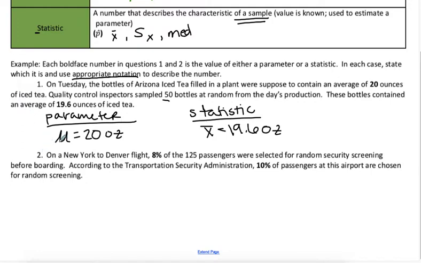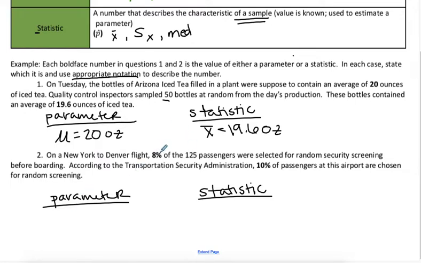All right, so on number 2, on a New York to Denver flight, 8% of the 125 passengers were selected for random security screening before boarding. According to the TSA, 10% of passengers at this airport are chosen for random screening. So again, we have a parameter versus a statistic. And so again, this is where we're using our statistic to estimate the parameter. This is typically unknown or set by a machine or estimated there.